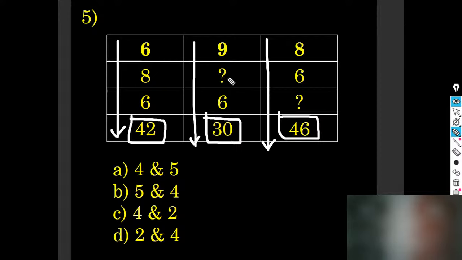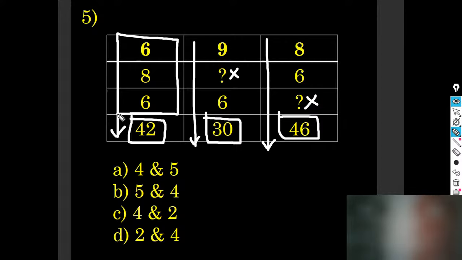Second and third, you can ignore for some time because this is a missing number. This is also a missing number. So you should be thorough with this logic first. First one, 686 gives us 42. So how can 686 give us 42? Can anyone tell? The combination of 6, 8 and 6 gives us 42.